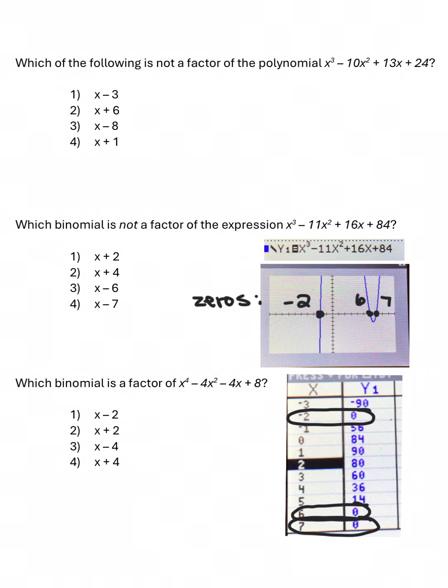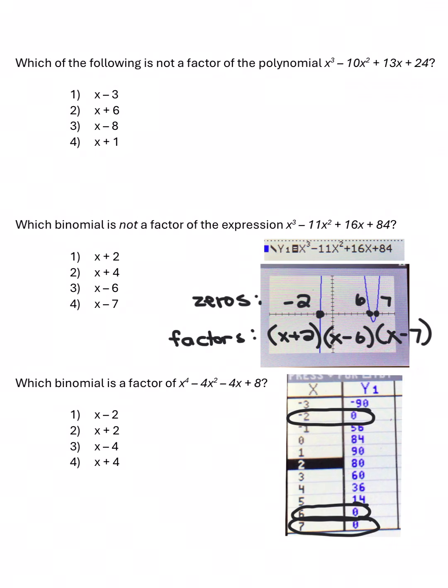And we know the factors have the opposite signs of the zeros. So let me just write this out. If I have a zero at x equals -2, wouldn't the factor have the opposite sign? Wouldn't it be x plus 2? And then if I have zeros at x equals +6 and x equals +7, wouldn't the factors have the opposite signs? x minus 6 and x minus 7. So these are my factors.